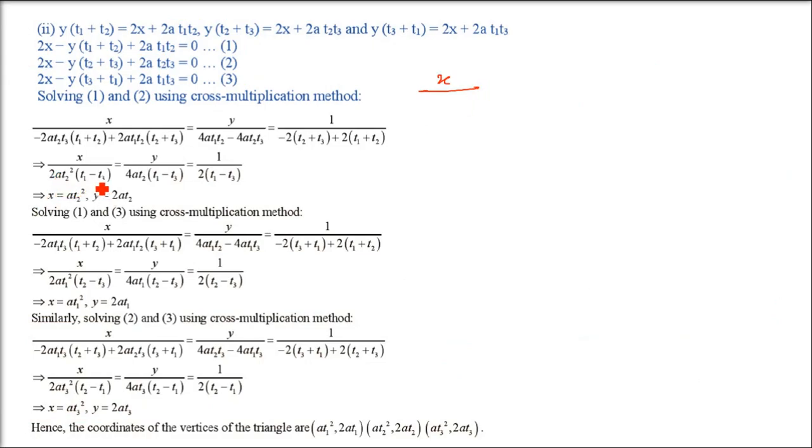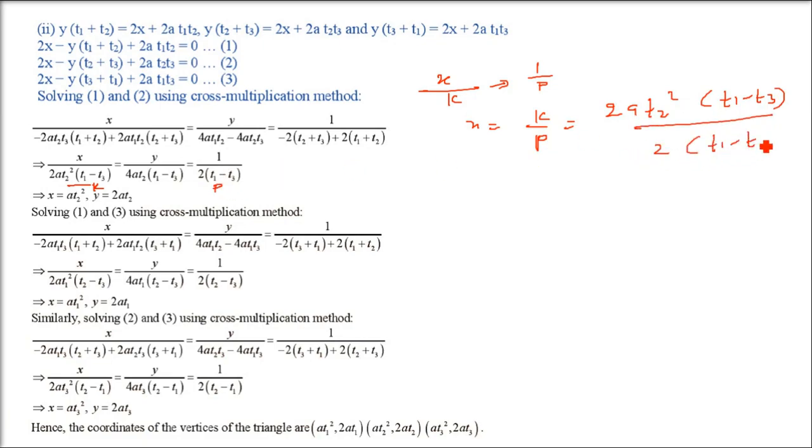So x by 2a T2 square T1 minus T3. I wouldn't want to write it, so let me just make it as some variable. Just name it as k. So x by k equals 1 by, let us say this be p. So x by k equals 1 by p. X will be k by p. So k is actually 2a T2 square. You don't have to do this, okay? I'm just doing it for myself. I don't want to write it. So just cancel T1 minus T3. You get 2 cancel, a T2 square. X is a T2 square.